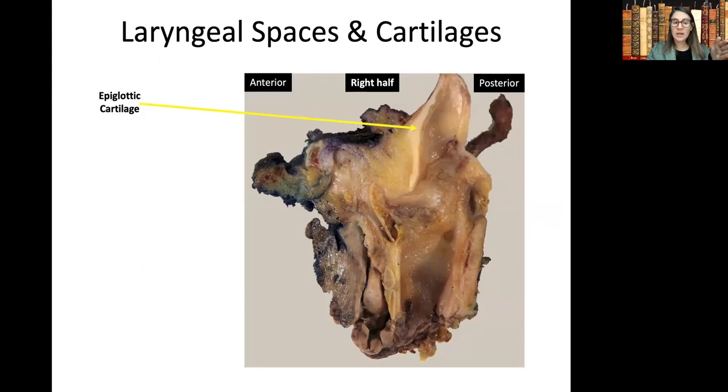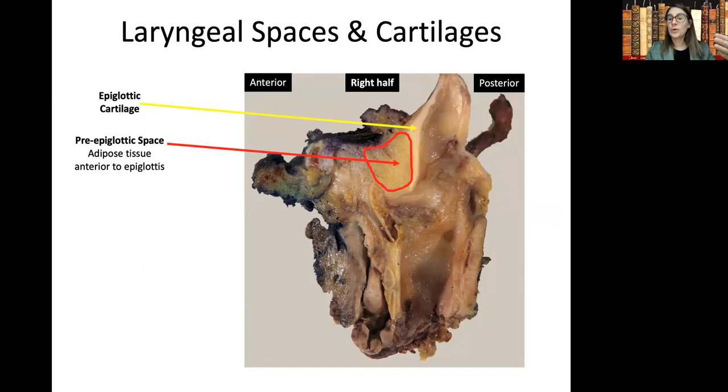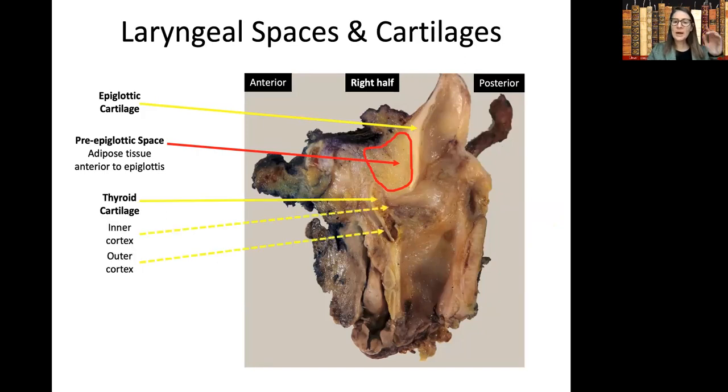So here's the epiglottic cartilage highlighted. Here is the pre-epiglottic space, which is the adipose tissue anterior to the epiglottis. So it makes sense, pre-epiglottic before the epiglottis. We now have the thyroid cartilage where I've highlighted the inner cortex, which is approximating the mucosa, and the outer cortex, which is of course approximating the soft tissues of the neck.